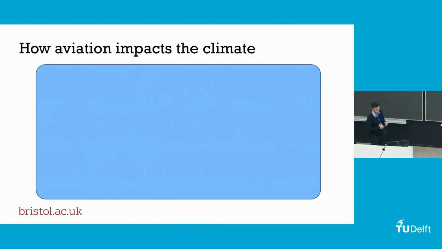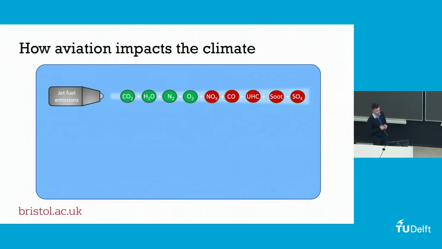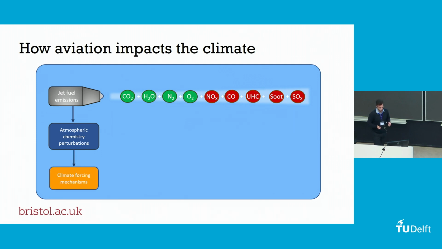So first off, we're going to take a look at how aviation impacts the climate in terms of the science. So, of course, you've got emissions released from aircraft, and these emissions go on to perturb the chemistry of the atmosphere. And these perturbations can then go on to induce climate change through various climate forcing mechanisms. So the emissions in which we release, in an ideal world, we would simply see these four gases, so CO2, water vapor, nitrogen, and oxygen.